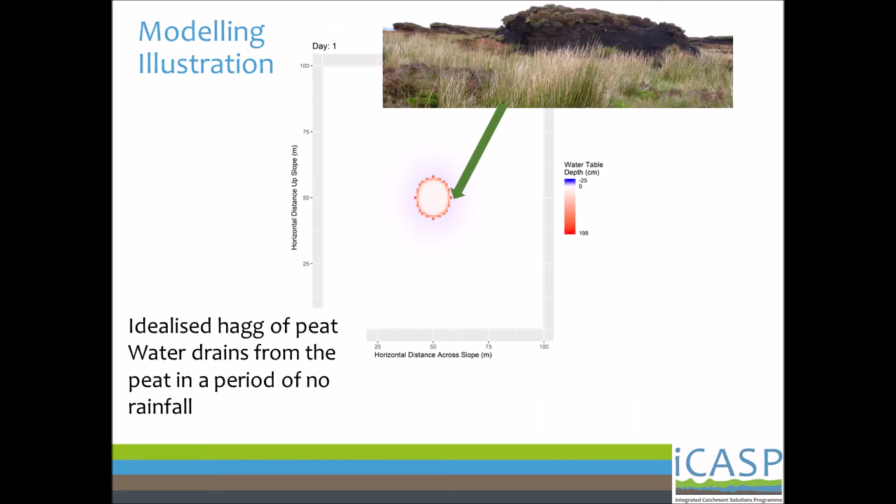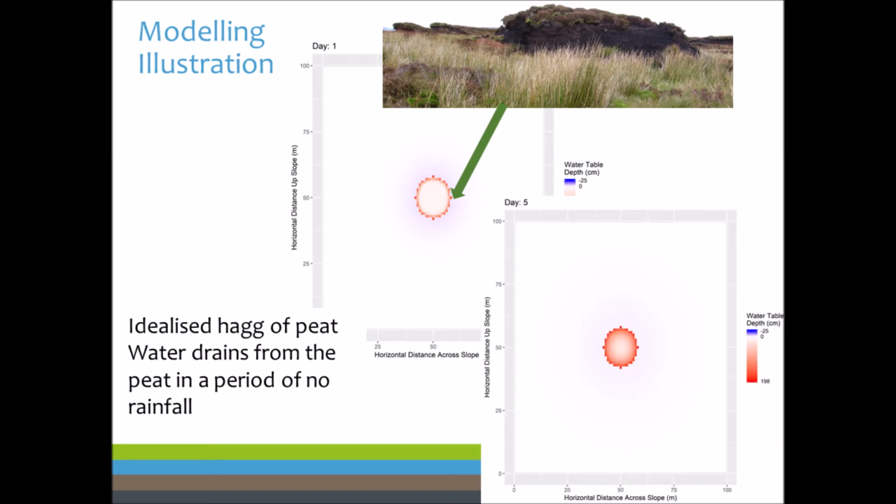In more detail, this is the kind of thing the model can help you with. This is an idealized arc that is simulated by the model, and you can see how the water drains from the pit in a period of non-rainfall within those 5 days. So, how the water table has diminished within this time period.